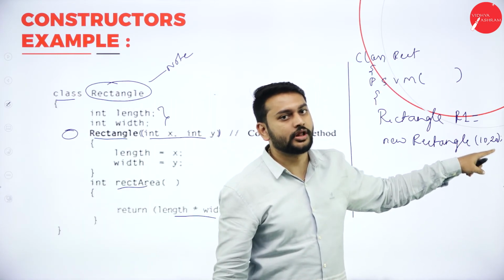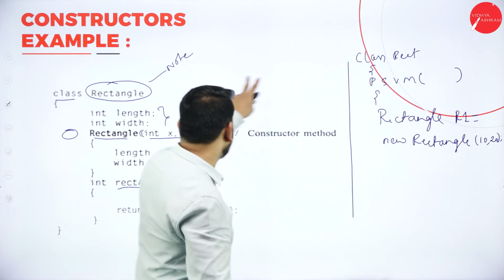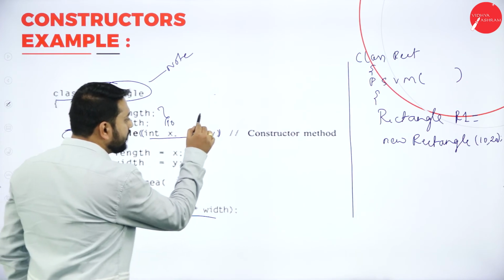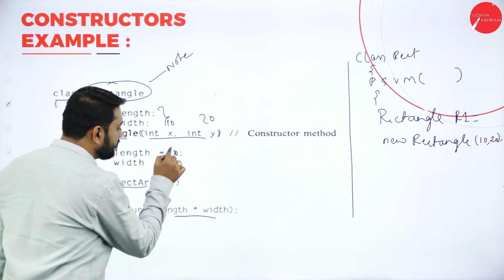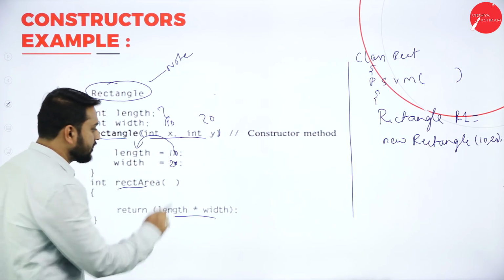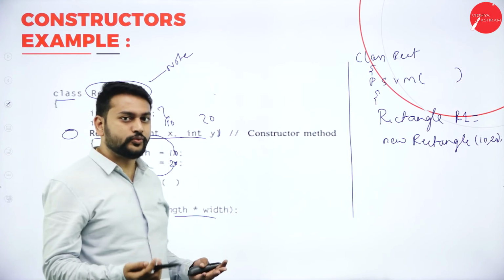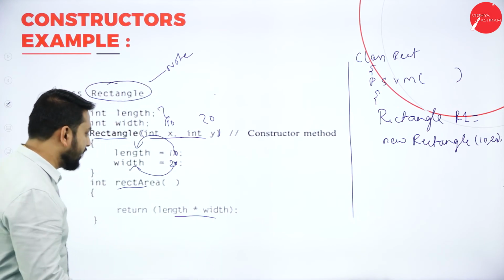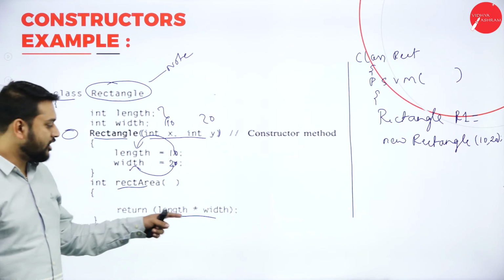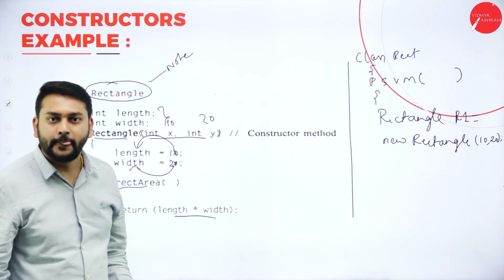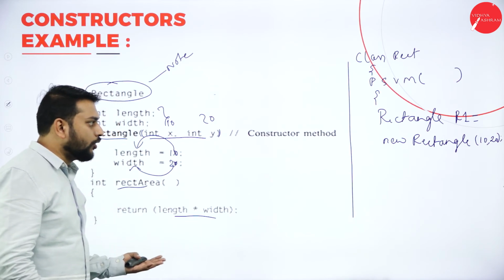So please observe, rectangle is a constructor. That's what I told you in the last class. This is a function call, so these values will come here, 10 and 20. This 10 will be assigned to this length and this 20 will be assigned to this width. So the length is 10 and the width is 20. That's what you need to remember. You got my point? You got my point? So then how do I complete this?